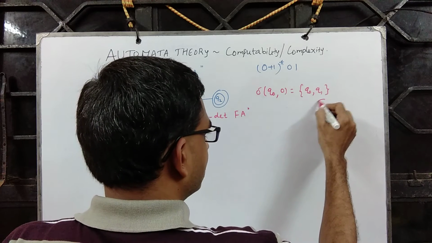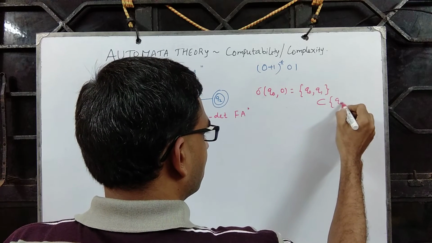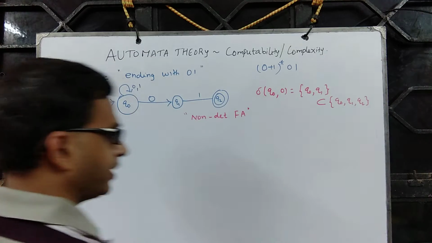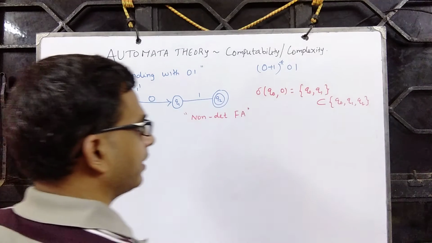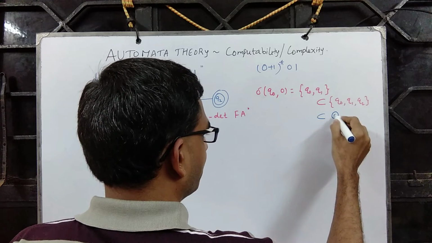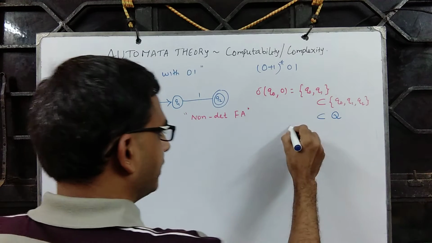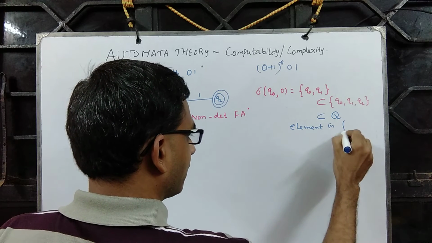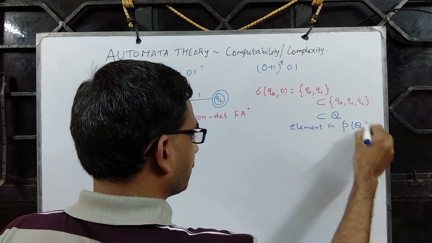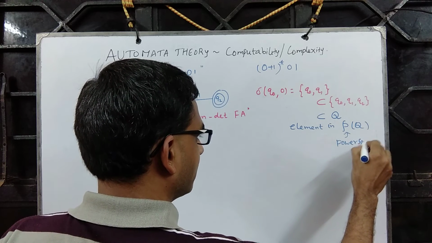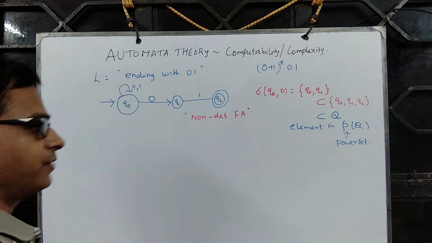This one is a subset of {q0, q1, q2}. In general, it is a subset of Q, or it's an element in the power set of Q. What is a power set? Set of all subsets of Q.